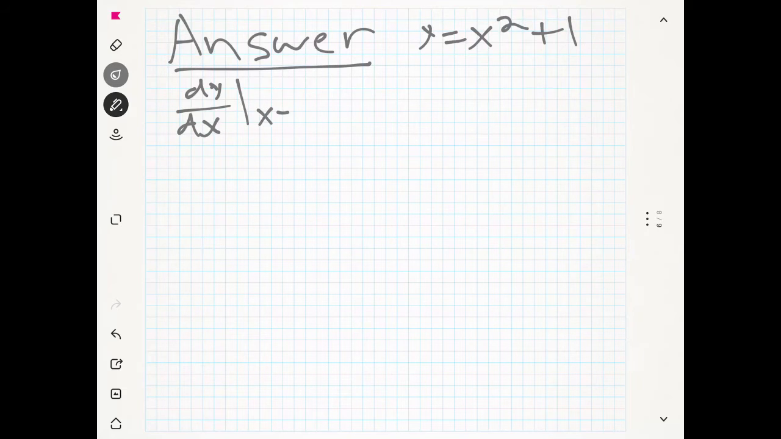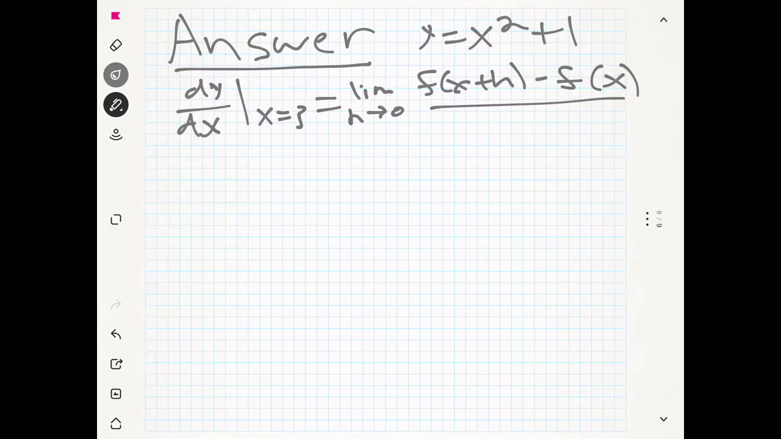And I will write dy over dx at x is equal to 3 is equal to the limit as h approaches 0 of f of x plus h minus f of x, all over h. Please don't forget the all over h. Sometimes people get too distracted with the top that they actually forget the bottom, and that will result in a wrong answer.